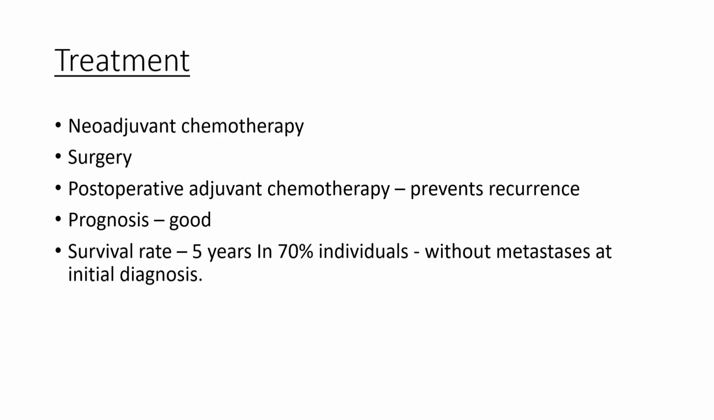Now coming to the treatment part, first comes the neoadjuvant chemotherapy, which is given before surgery so that it will be easy for the surgeons to excise the tumor. Okay, and then surgery is done, and then post-operative adjuvant chemotherapy is done. This is done to prevent recurrence.